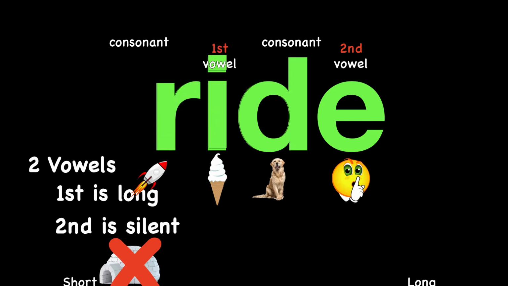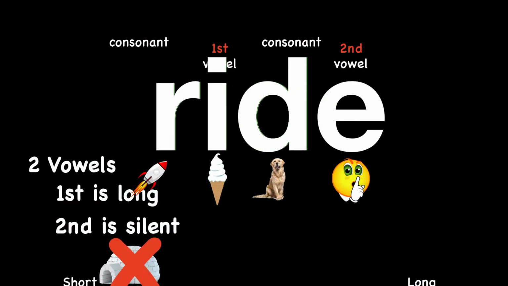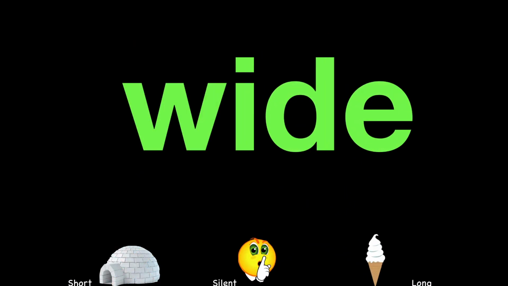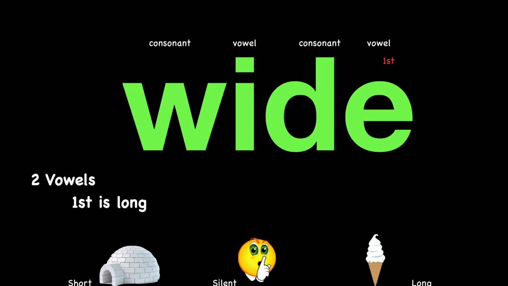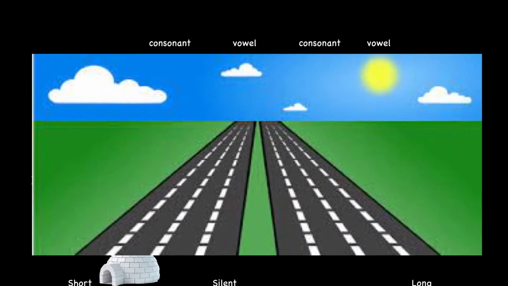So this word would read ride. Like to ride your bicycle. Ride. W-I-D-E. Consonant, vowel, consonant, vowel. And the main thing is we're seeing two vowels. And with two vowels, the first is going to be long. That's going to be the I sound. The second vowel, which is our E, is silent, meaning that we see it, but we do not make a sound. When we put our letter sounds together, wide, like a really wide road.